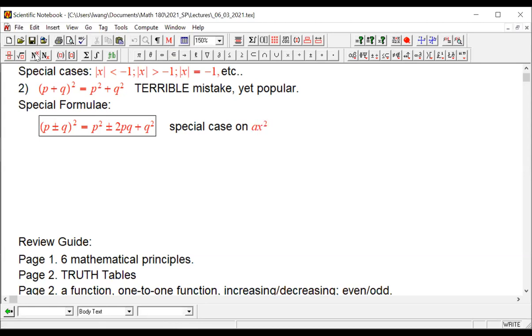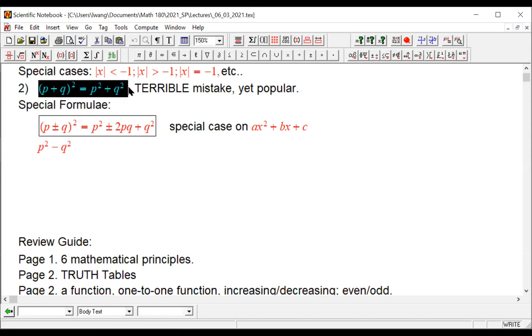Why do I say this? Because they are. The right-hand side could easily be seen as special cases on trinomials which make a perfect square. If you factor them, it gives you a perfect square. And the other special formula is p squared minus q squared.